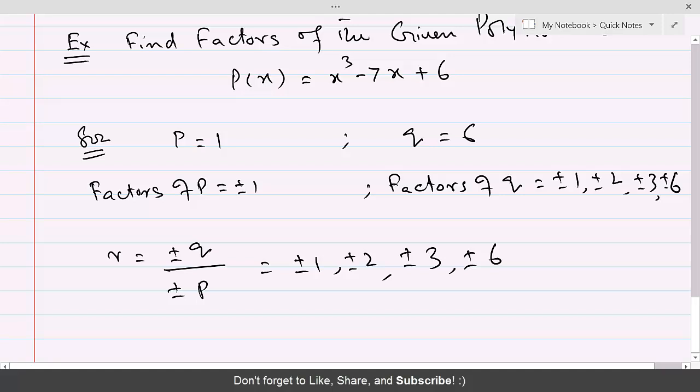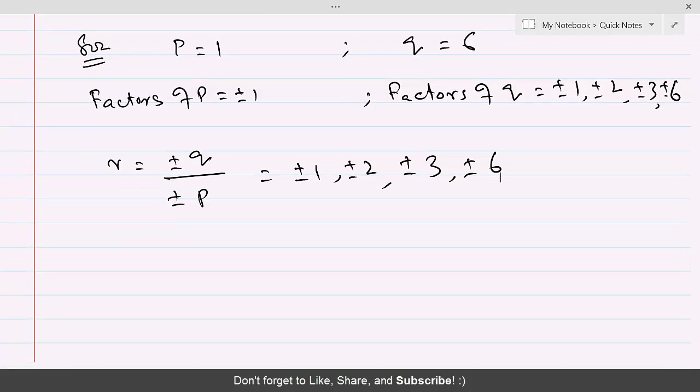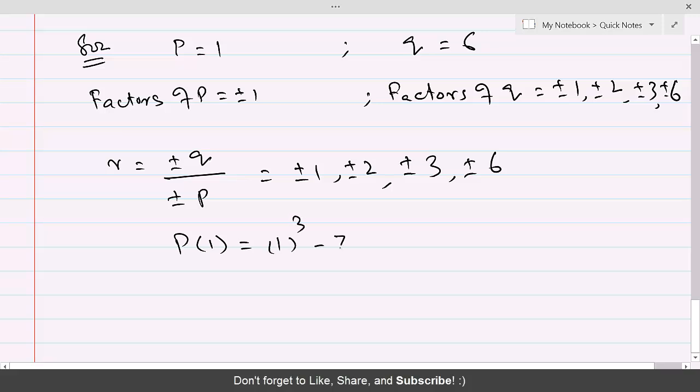Now our roots of the given polynomial are among these numbers. It's either plus 1 or minus 1 or plus 2 or minus 2, plus 3 or minus 3, or plus 6 or minus 6. So we are going to try, as usual, p of 1. Let's evaluate the expression at x equal to 1, substituting the value of 1 for x. So here it gives 1 cube minus 7 times 1 plus 6. So 1 minus 7 plus 6. 6 plus 1 is 7. 7 minus 7 is equal to 0.